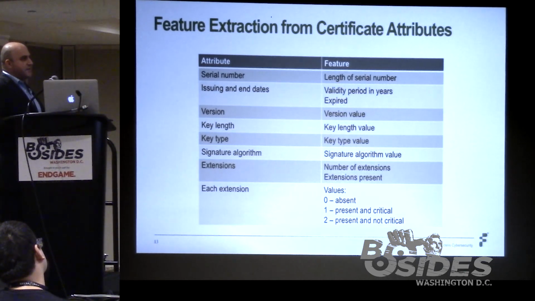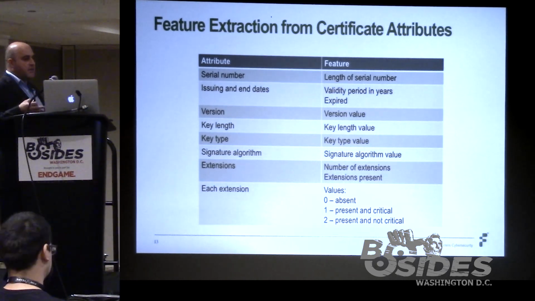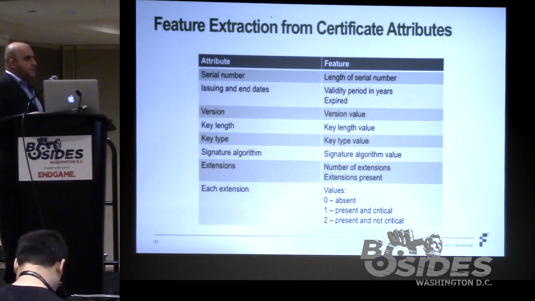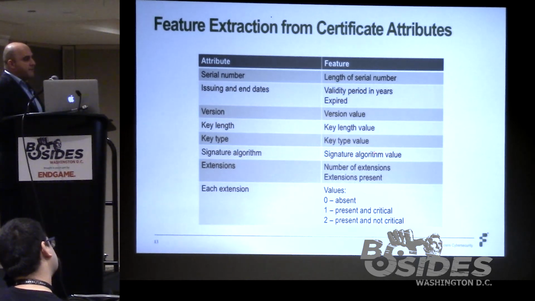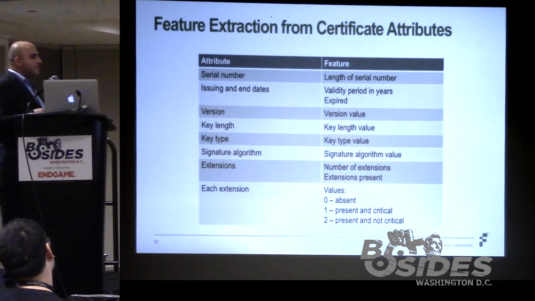The version of the certificate can be 2, 3, etc. We use the value of the version. The key length has specific values, 2048 and so on. So we use the value itself. Key type, similarly, signature algorithm, we use the value itself. Extensions, the whole set. As a set, we use the number of extensions and whether there are extensions or not. There is some redundancy here, but the main idea is to use the number of extensions.